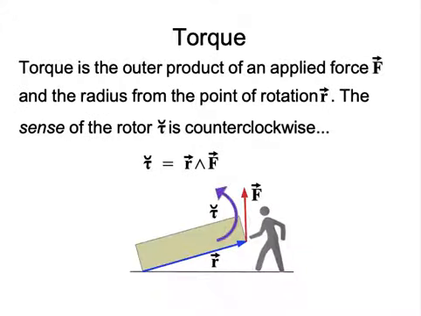Let's look at torque. Torque is the outer product of an applied force and the radius from the point of rotation to the point where it's applied. The sense of the rotor, tau, here is counterclockwise. We go along r, turn left, and that gives us the direction of tau.